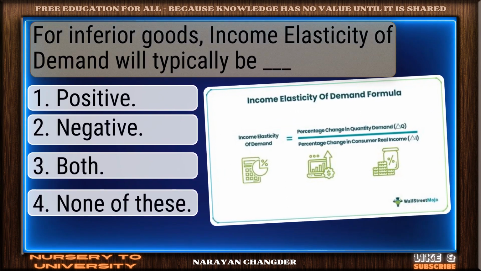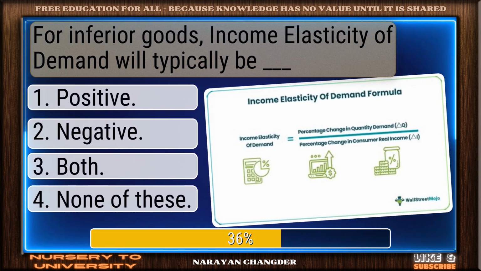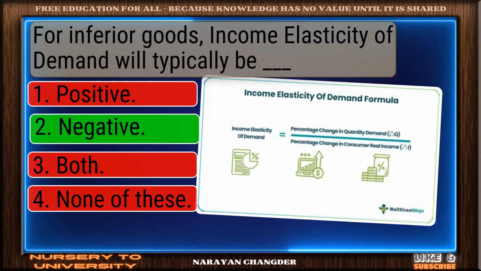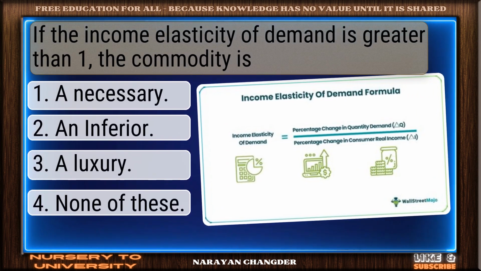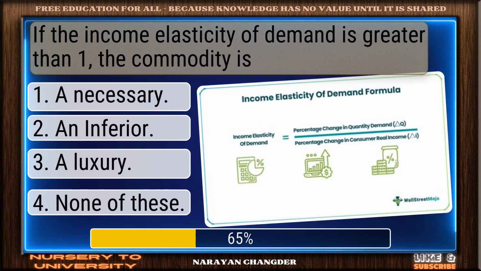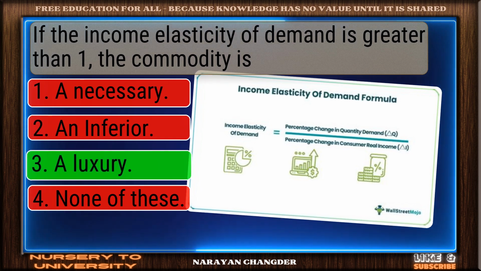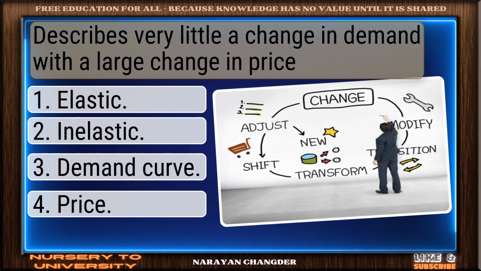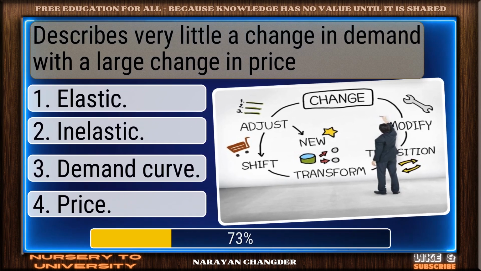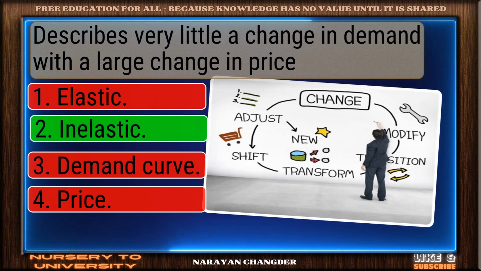For inferior goods, income elasticity of demand will typically be dash. Smart pick. Negative is the correct choice. If the income elasticity of demand is greater than 1, the commodity is. Nice work. You chose a luxury and it is correct. Describes very little change in demand with a large change in price. Great thinking. Inelastic is the right choice.